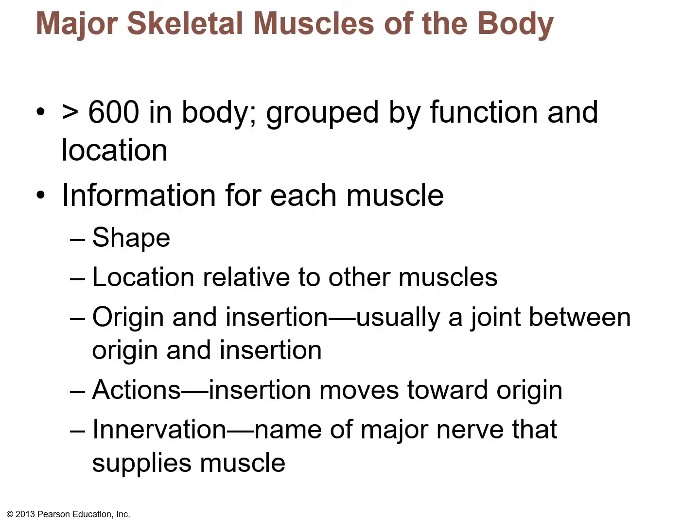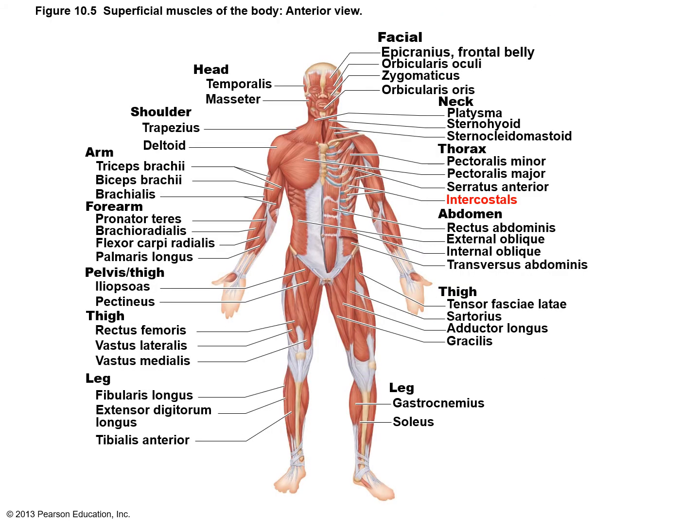So major skeletal muscles of the body. There are over 600 in the body. They're grouped by function and location. And you can get a lot of information from muscles by looking at a picture and by its name. You can get the shape, you can get the location relative to other muscles, origin and insertion. Usually there's a joint in between the origin and insertion. The action is that the insertion moves towards the origin. And a lot of times the nerve that's associated with the muscle is similar in name and is also important because in order for muscles to work, there has to be a nerve connected.